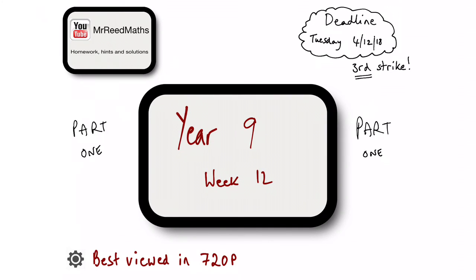So this is homework week 12 for Mr. Reed's Year 9 maths class, and you'll notice the deadline is Tuesday the 4th, which is Tuesday next week. What you need to do, working on the little A5 sheet I've given you, is correct the homework from last week by watching how I do the questions on this video. So we'll get straight on with it.